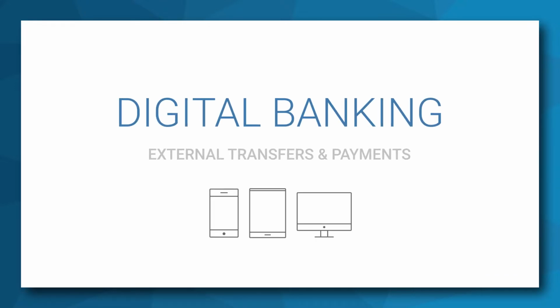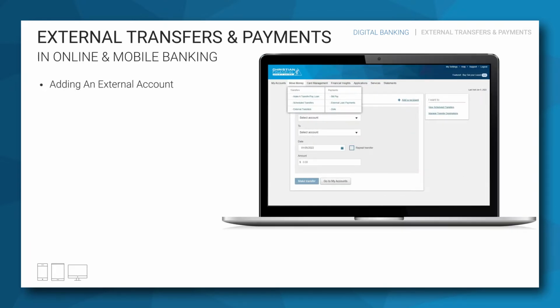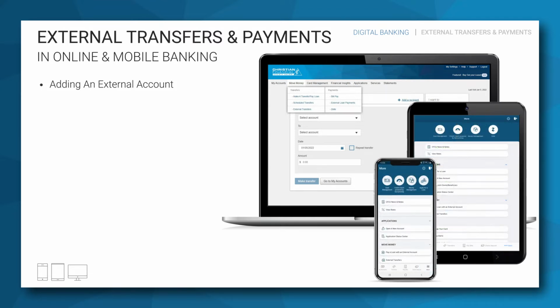Now it is even easier to make transfers to and from outside accounts and pay your Christian Financial loan with an outside account. To make a transfer to or from an outside account, navigate to the Transfers menu and select External Transfer. To make a CFCU loan payment, navigate to External Loan Payment. If you're in the mobile app, navigate to the More menu and select External Transfers or Pay a Loan with an External Account from the Move Money menu.